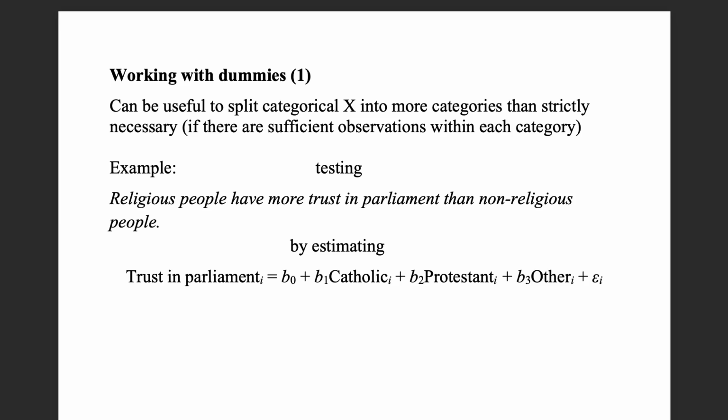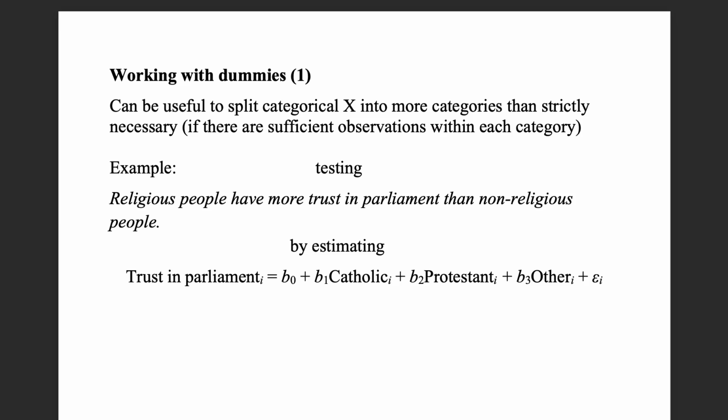So notice now we have actually created 3 dummy variables. So we actually created 4 categories on our religiosity variable. So non-religious, Catholic, Protestant, and other. Even though our hypothesis only requires 2. But should you ever do that? Well, yes, sometimes it can be useful to do that.